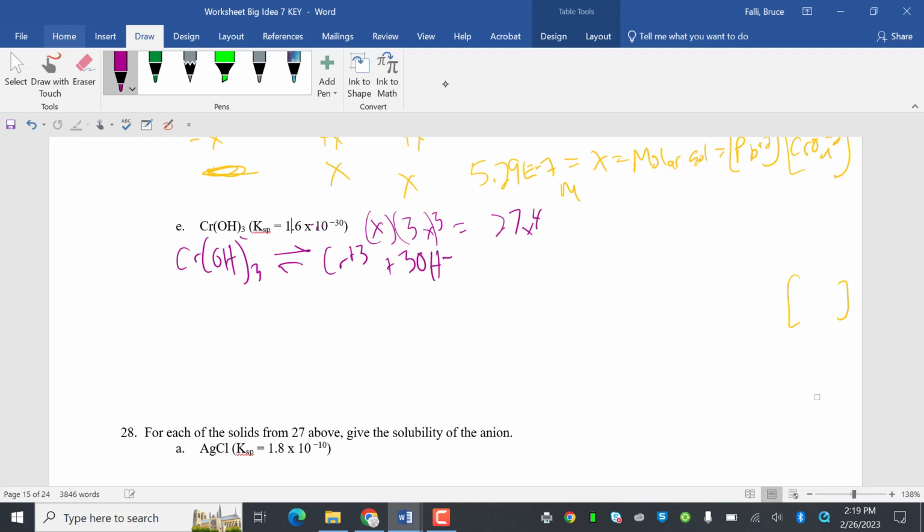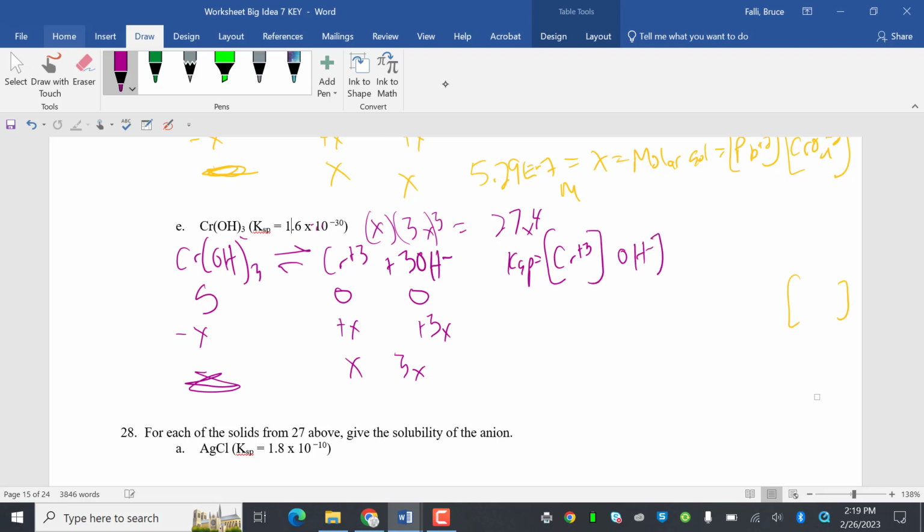hydroxides. Sum 0, 0 minus x plus 3x. I really don't care. X and 3x. KSP equals chromium plus 3 times hydroxide cubed. So chromium is x, hydroxide is 3x quantity cubed.